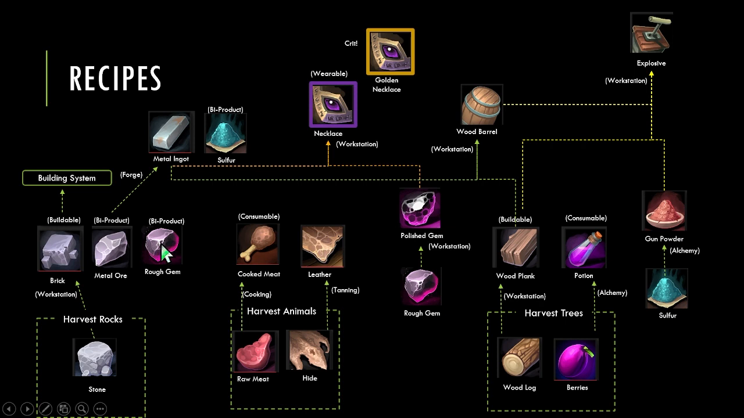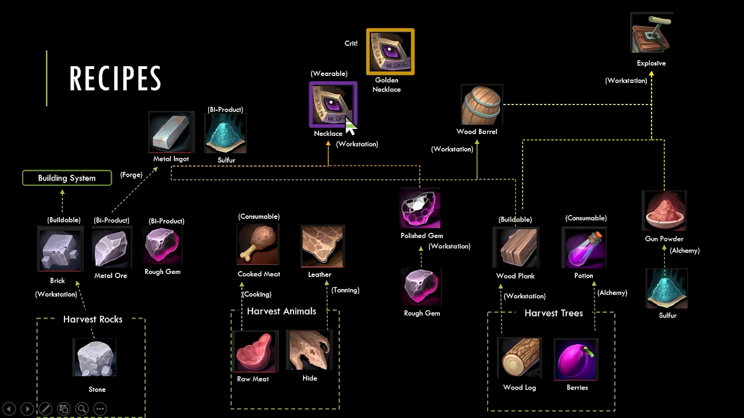Then we can take this rough gem byproduct, use it on the workstation to create a polished gem, and combine the polished gem with the metal ingot to create a necklace. Every time we try to craft a necklace, we might crit and get a golden necklace. So we're showing a couple of different things in the system: refining base material into more usable material, the generation of byproducts off of a crafting exercise to create even more materials, and the ability to crit a crafting activity to make a better item.